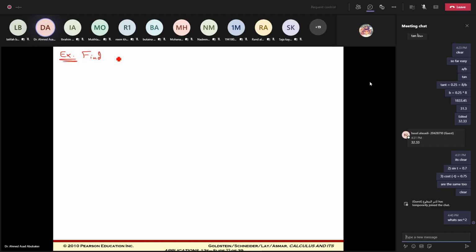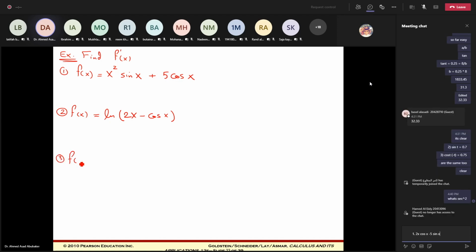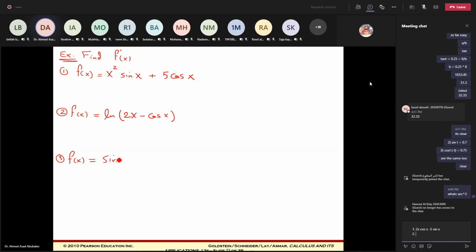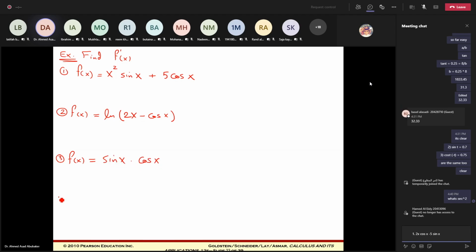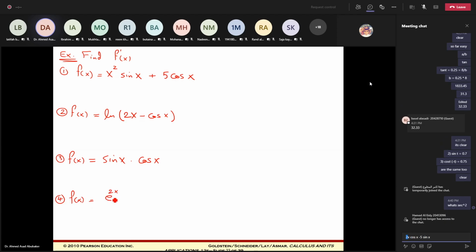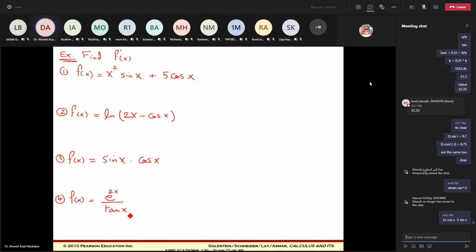Find f prime. Number 1, f of x equals x square multiplied by sine x plus 5 cosine x. Number 2, f of x equals ln of 2x minus cosine x. Number 3, f of x equals sine x multiplied by cosine x. Number 4, f of x equals e to the power 2x over tan x.